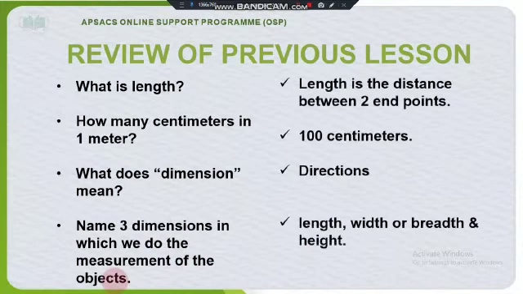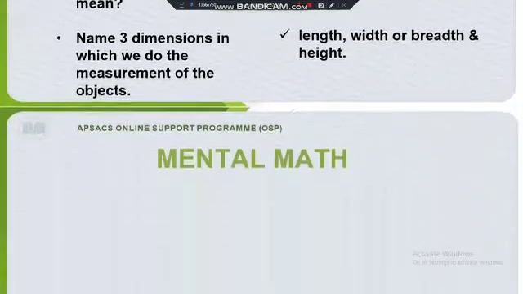Now here are the answers. I hope you remember the answers to these questions. Length is the distance between two endpoints. And how many centimeters in 1 meter? 100 centimeters. Dimension means directions. There are 3 directions. And what are the directions? Length, width, or we call it breadth, and height. I hope everyone is clear.